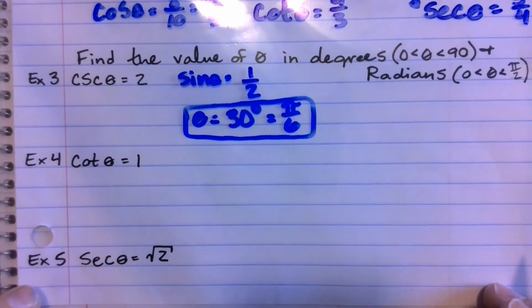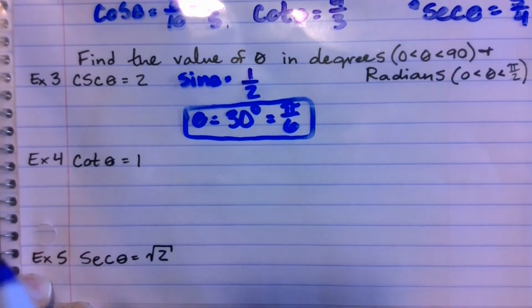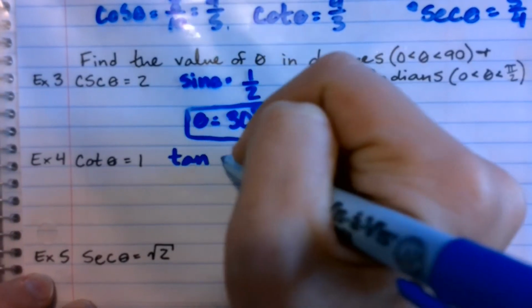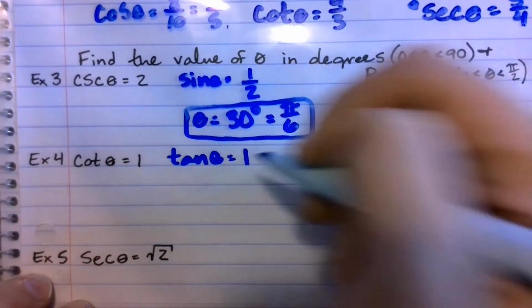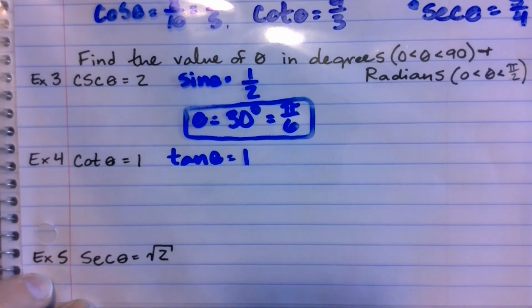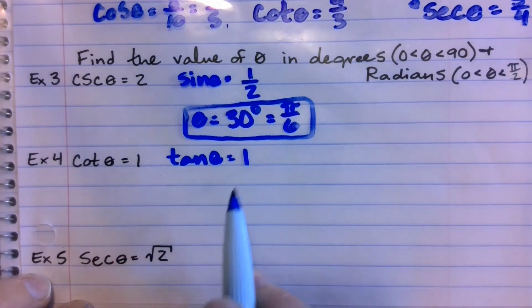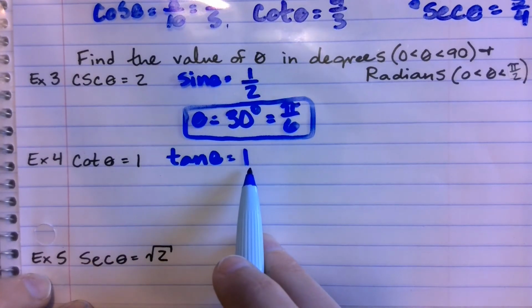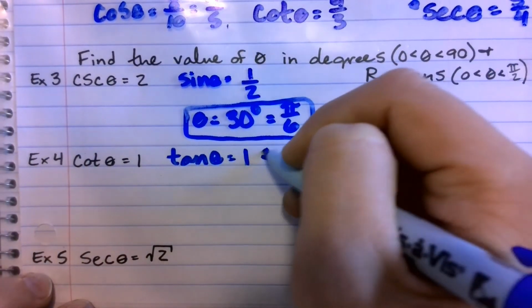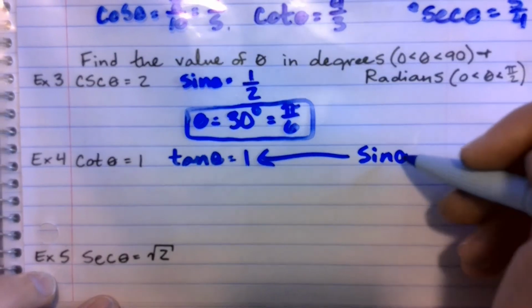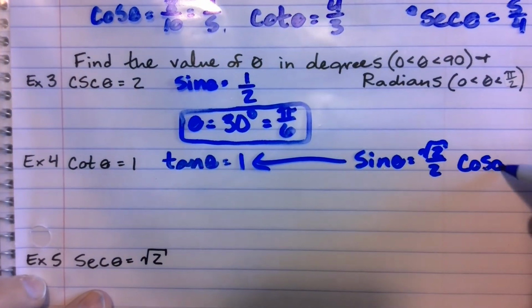For example 4, similar in the beginning here, since I have cotangent and that's not really one I have memorized, I'm first going to go ahead and change it to tangent. And since tangent is the reciprocal of cotangent, when I flip my 1, I'm still going to have 1 as the reciprocal. Again, this really isn't one that I have memorized, so I want to go through what sine and cosine would give me a tangent of 1. In order for us to get 1 when we divide them, they would have to be the same. So if tangent is 1, we're talking about a situation where sine is that radical 2/2, and cosine is also that radical 2/2.